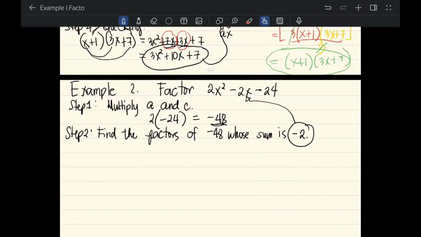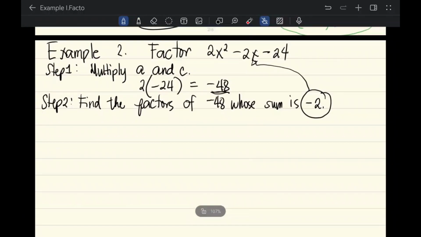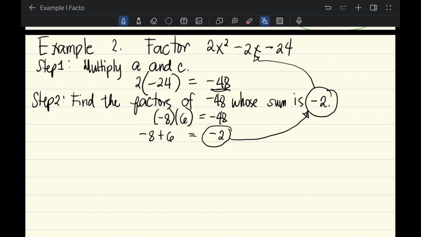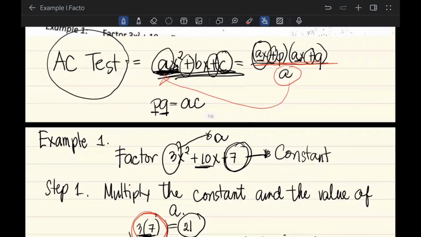Now, let's go back to example number 2. Factors of negative 48. The factors could be, in my assessment, negative 8 times 6. When we multiply negative 8 times 6, that is negative 48. And when we add negative 8 plus 6, that is negative 2, which is exactly what we are looking for. So, since we have the factors, let's apply the AC test.